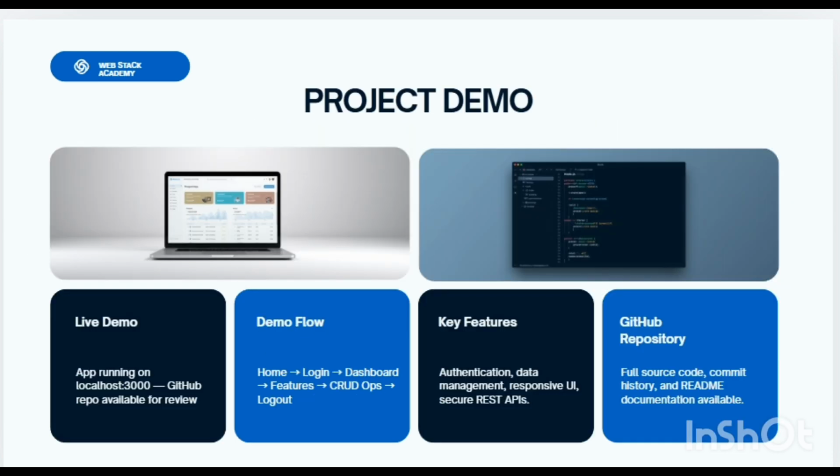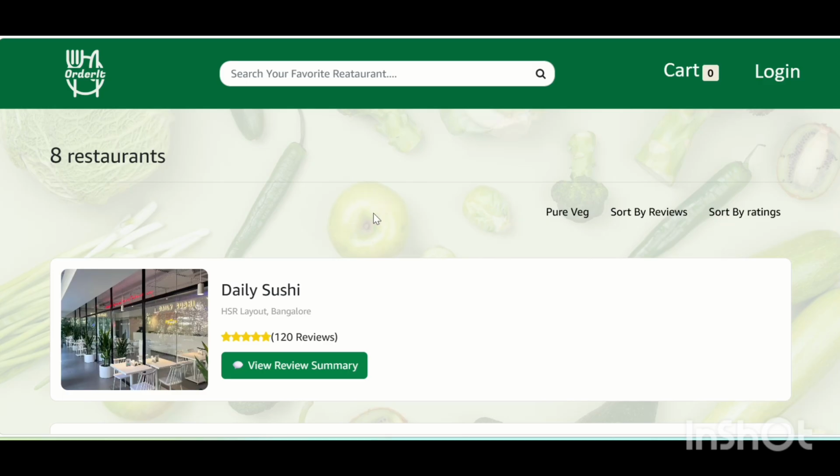Now I'll show a project demo. So I'll run a live demo, and the demo flow is that there is a home, login, dashboard, features and CRUD operations, and a logout feature as well. So the key features are according to the project demo.